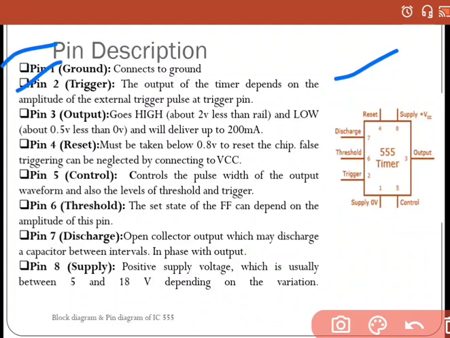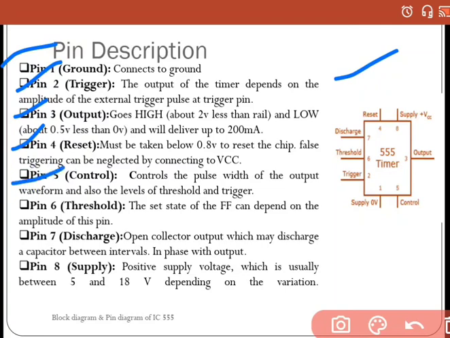Pin 3 is the output pin, as we have discussed earlier. It can give up to 200 milliampere of load current. Pin 4 is the reset pin. It can be used to reset the IC555, and to reset the IC555, it must be connected to the ground, or zero voltage, or the voltage should be less than 0.8 volt.